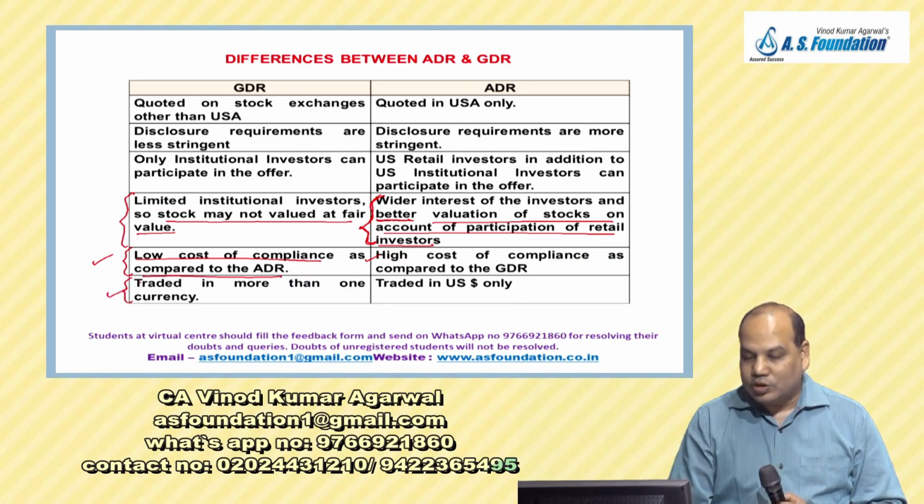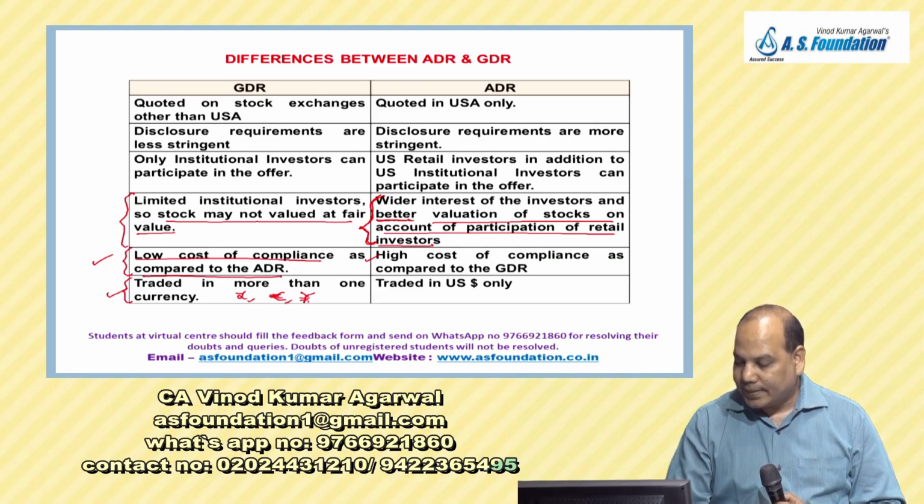GDR is traded in more than one currency like pound, euro, yen, depending upon where you are issuing. ADR will be traded in US dollar only.